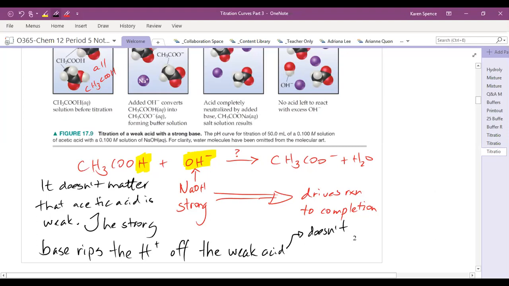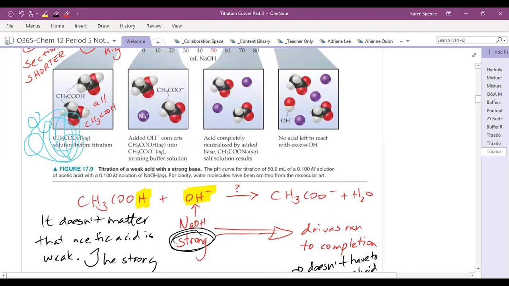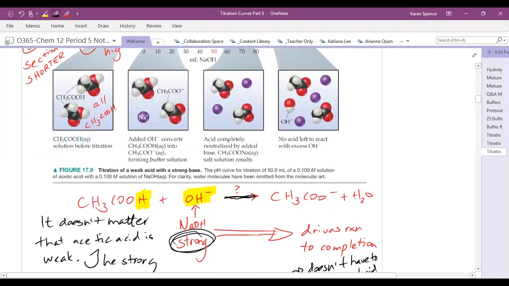The base rips off the weak acid. It doesn't have to wait for the weak acid to dissociate. Okay, so as long as you have one strong thing in your reaction, the reaction is going to go to completion and it is going to be a one-way arrow. And that is something that most students forget most of the time. So be sure that you remember this, it is hugely important.